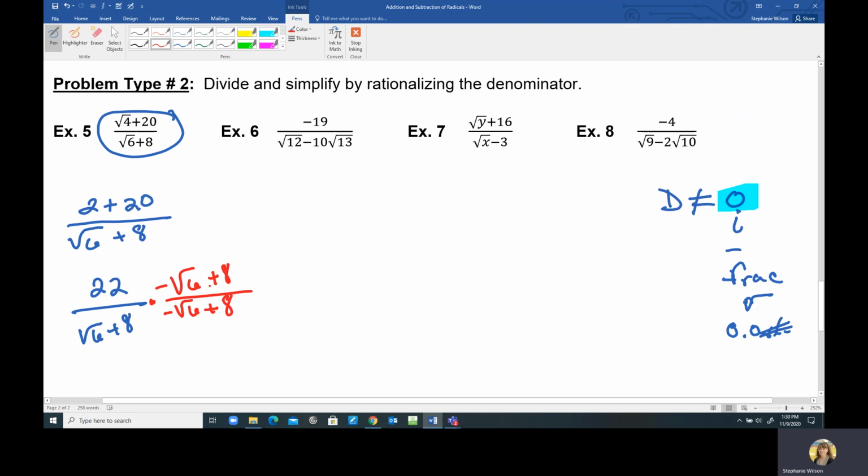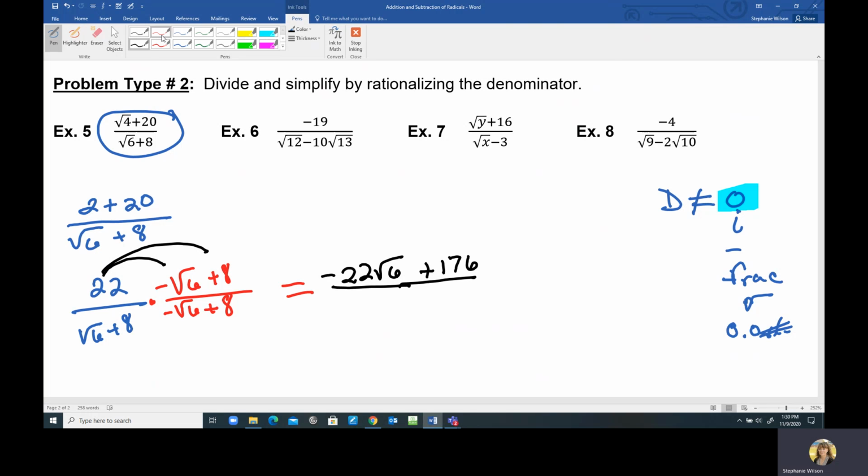Okay, so now what I'm going to do is I'm going to distribute. So let's distribute. All right, 22 times a negative square root of 6, that's a negative 22 square root of 6. 22 times a positive 8, it's going to be a positive 176. Now let's do the bottom.